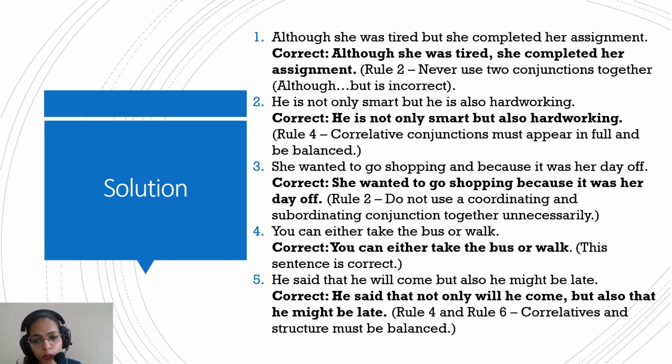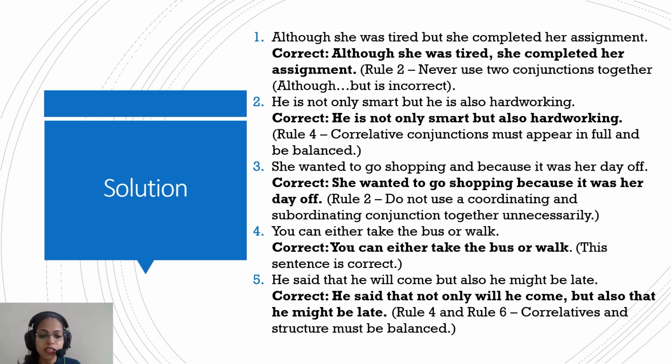She wanted to go shopping because it was her day off. What is the difference? Okay, sorry, I read the statement wrong. She wanted to go shopping and because it was her day off. Of course, why would we use two conjunctions together, coordinating and subordinating? It's not making sense. So: she wanted to go shopping because it was her day off.